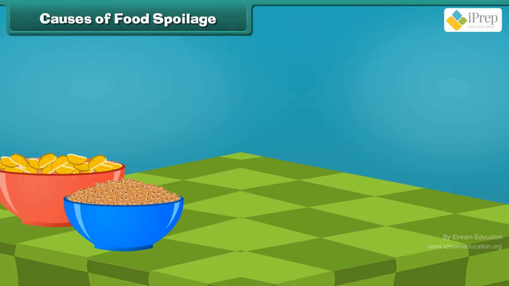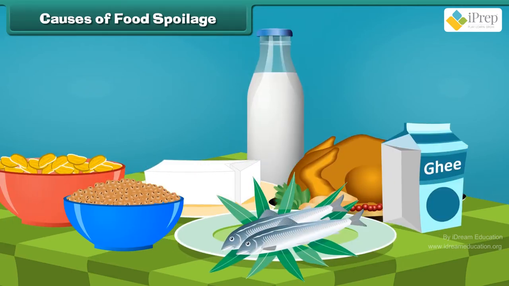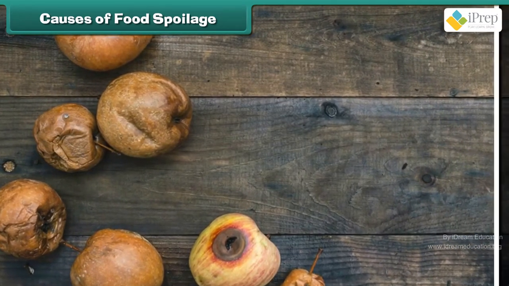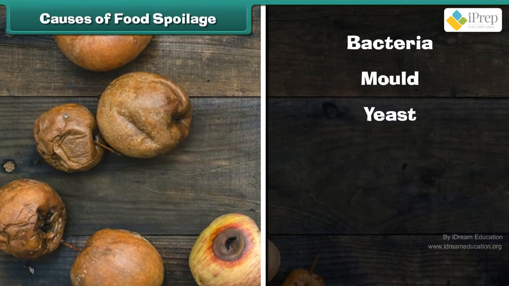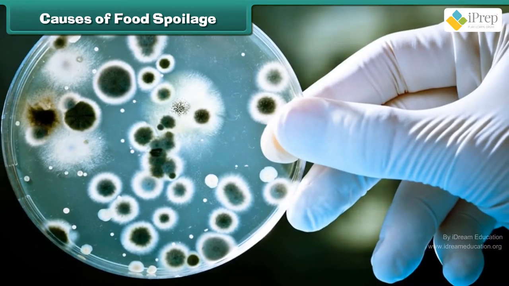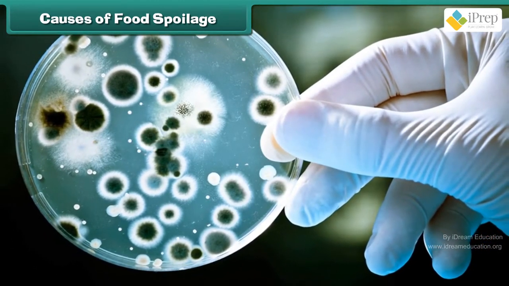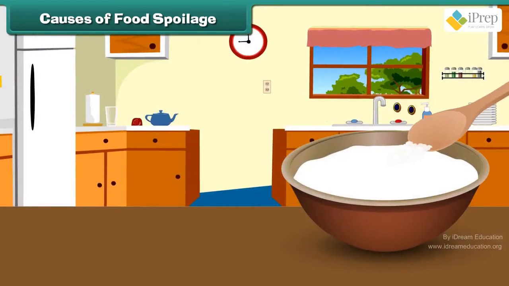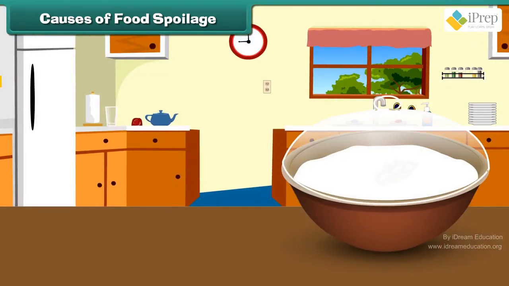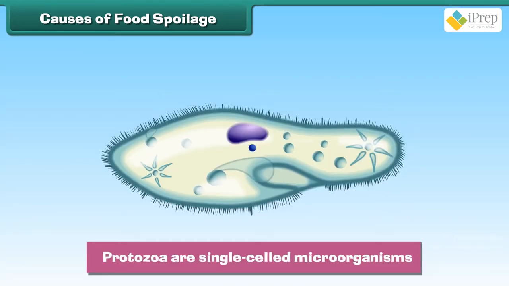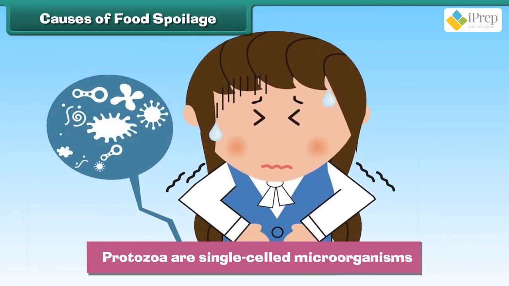Causes of food spoilage. The food we eat should be fresh. There are various factors responsible for food spoilage, such as bacteria, mold, yeast, moisture, light, temperature, and chemical reaction. Bacteria are the most abundant microorganisms found on the earth. They are tiny in size and vary in shape. Some bacteria are useful also. They help to convert milk into curd. Protozoa are single-celled microorganisms that cause diseases like food poisoning, etc.